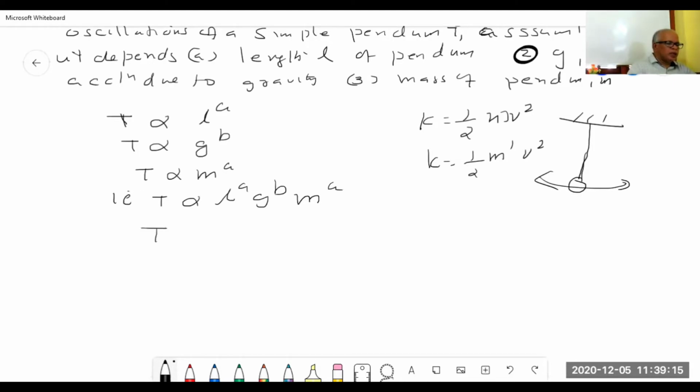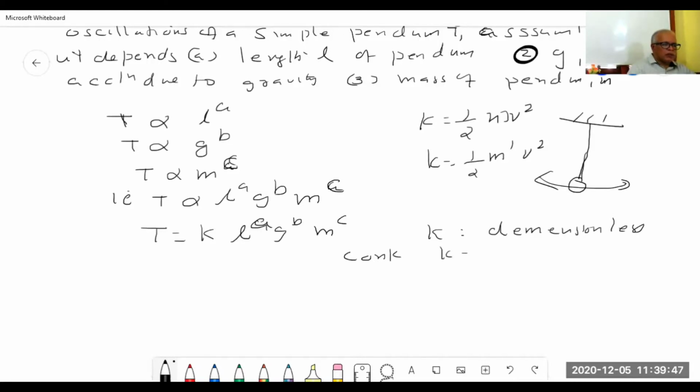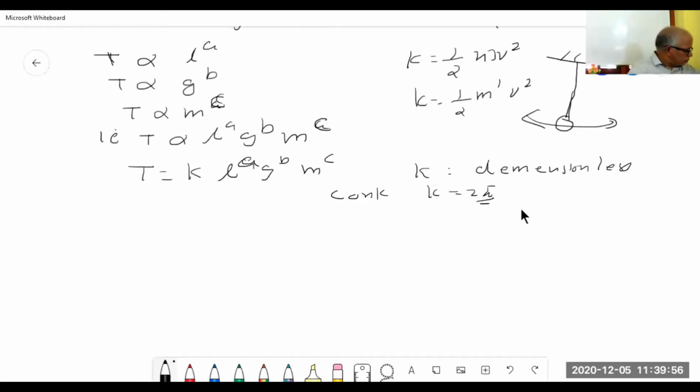So T is equal to some constant K, where K is a dimensionless constant: T equals K L raised to A, G raised to B, m raised to C. What is T? T is the period. K is a dimensionless constant. Here actually K is 2 pi. They will find that out by other methods, or you can find it out by experiment also.